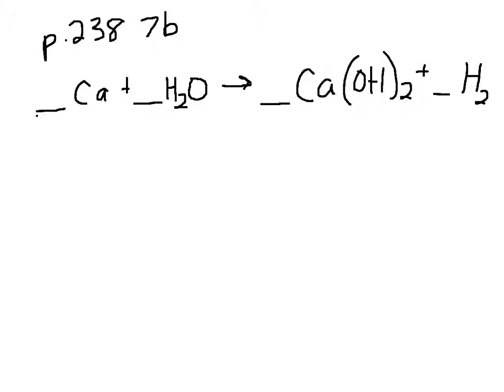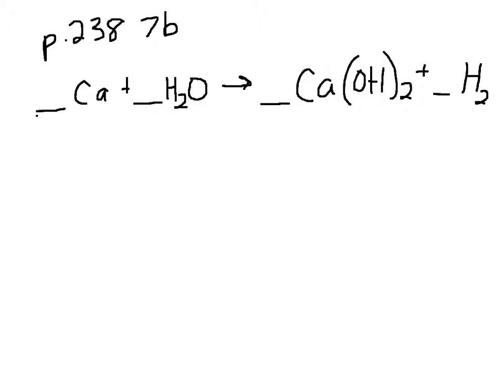In this video, I'm going to show you how to balance question 7b on page 238. So just remember, the point of balancing is just to make sure that we have the same number of atoms on both sides of the arrow, and that is so our chemical equation obeys the law of conservation of mass.